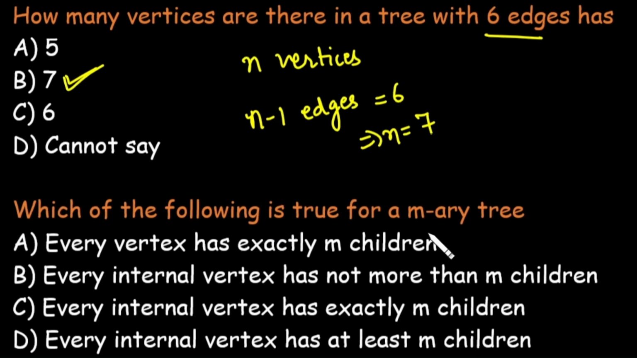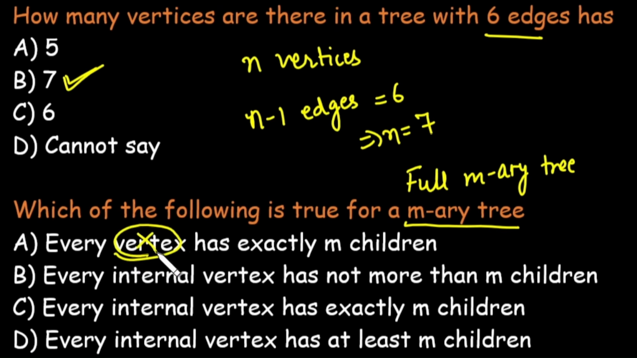Which of the following is true for the m-ary tree? Now there are two terms. One is called m-ary tree. Second is called a full m-ary tree. M-ary tree means every internal vertex, not every vertex, we just call for every internal vertex, has not more than m children. That is the correct option. And if we say exactly m children, it means it is a full m-ary tree.